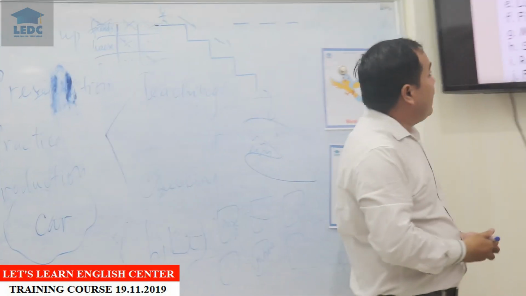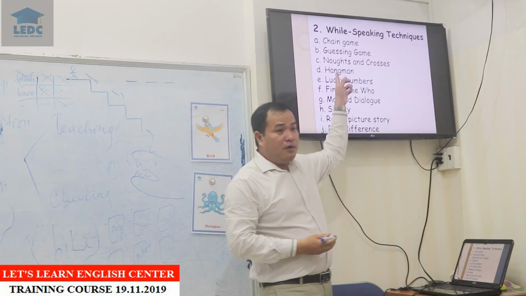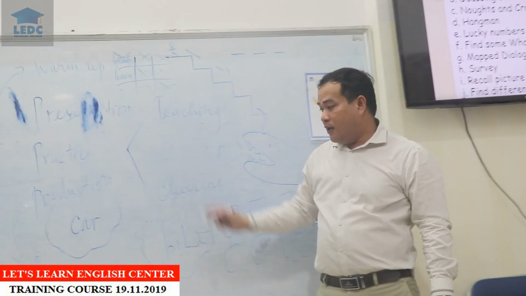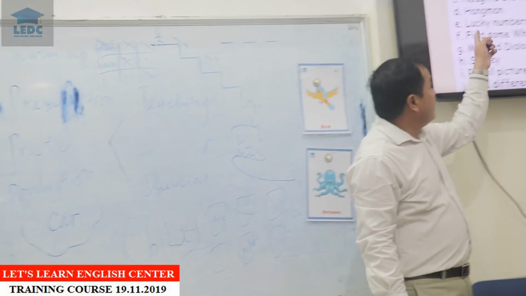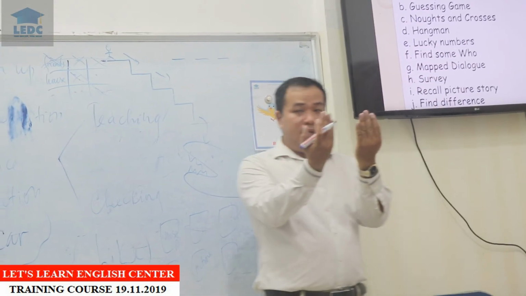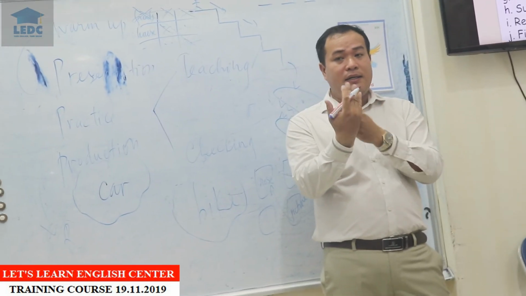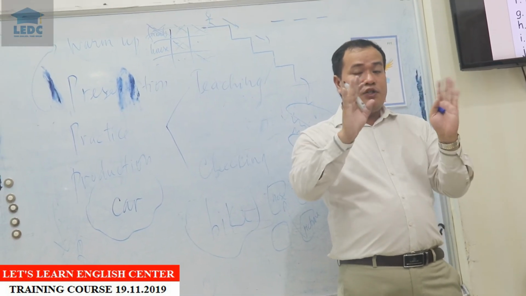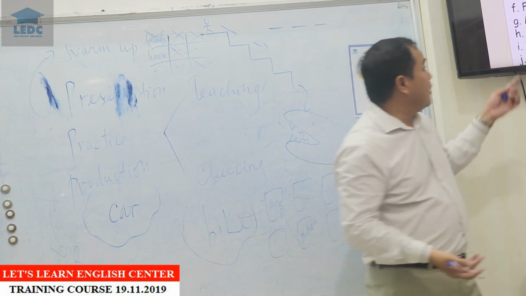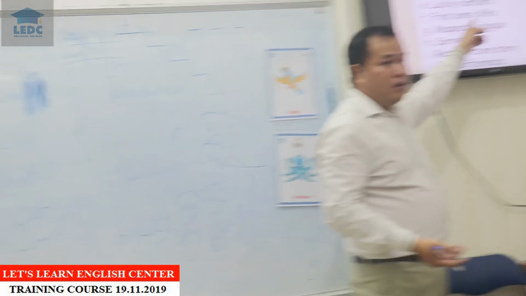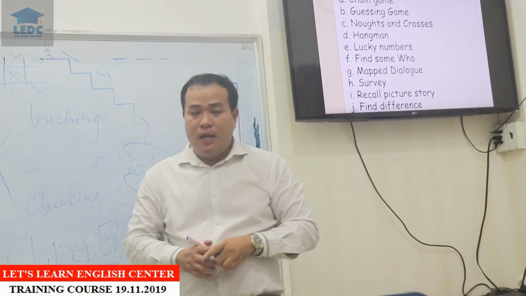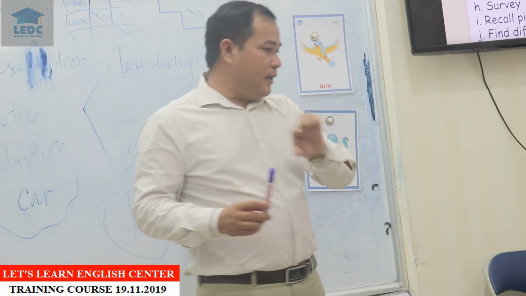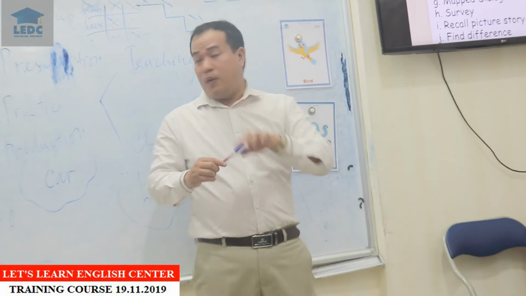Understand? And hangman game, you know hangman. Hangman looks like this one. Start the track, you can put it. And lucky number, it means that you put something behind the picture, or the number. They will choose it and they will answer the question. And find someone who, do you know this one? Find someone who means that you prepare questions, but yes/no questions.